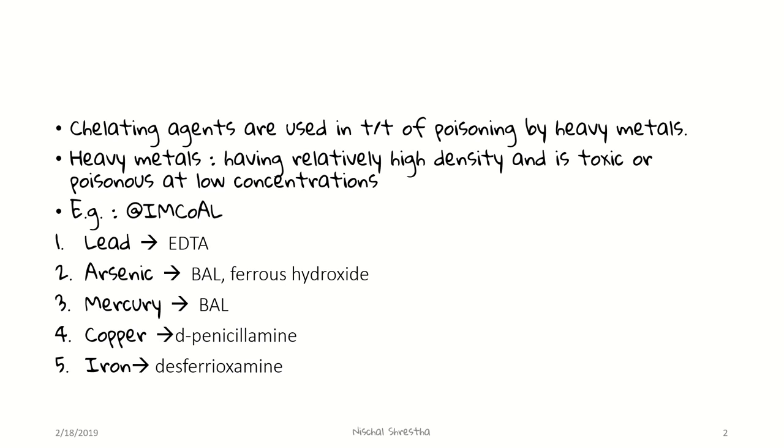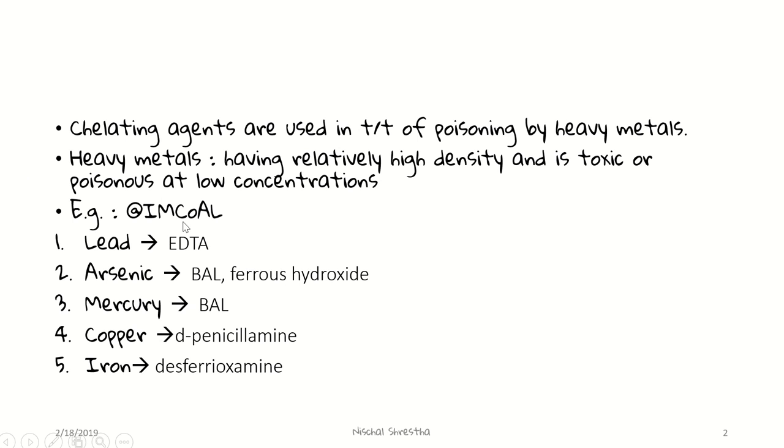And the most important thing that we have to understand is that one chelating agent can be used interchangeably for poisoning caused by other metals also. The exception is Desferrioxamine, which is used in case of iron poisoning and cannot be used in case of poisoning by other metals. But EDTA or BAL or D-penicillamine, these chelating agents can be used in cases of poisoning not only by these particular metals but other metals also.